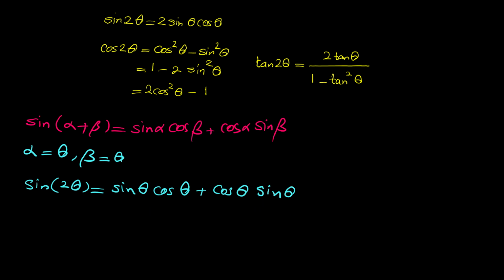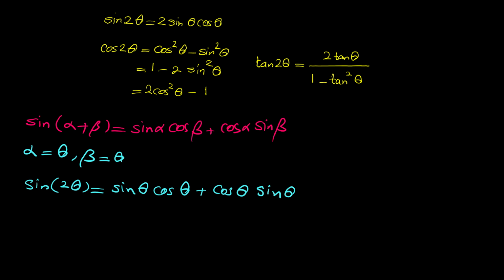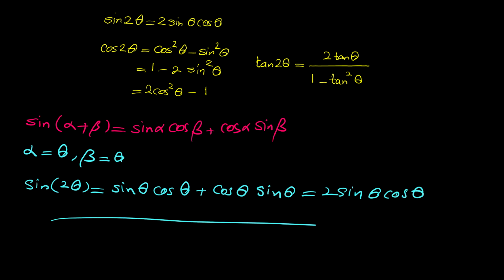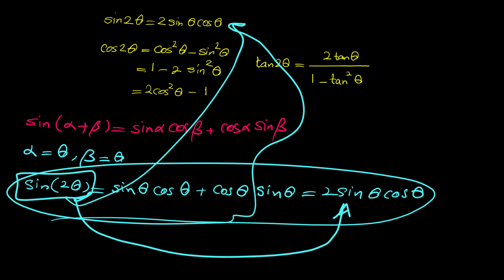So sine theta cosine theta plus sine theta cosine theta is in total 2 sine theta cosine theta, and this completes the proof of this. Sine of 2 theta is 2 sine theta cosine theta.